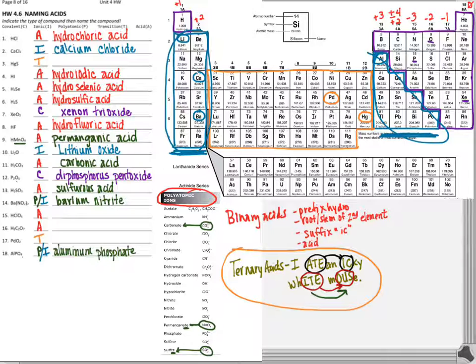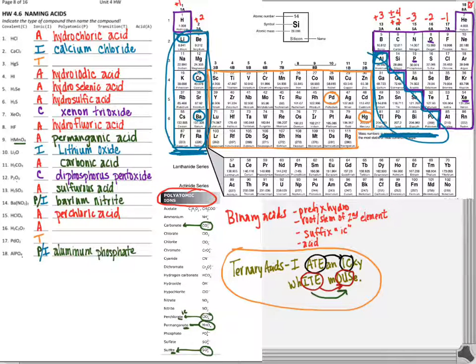Alright, then I look at number 15, ClO4. Looking for ClO4. Okay, and it's right over here. It's perchlorate. So because of this, I'm going to be changing it to ic, to a perchloric acid. I don't know why I used green for this one. I'm sorry. So I'm going to go back to red. So it's going to be perchloric acid.